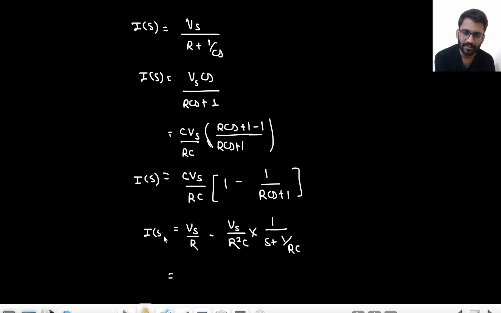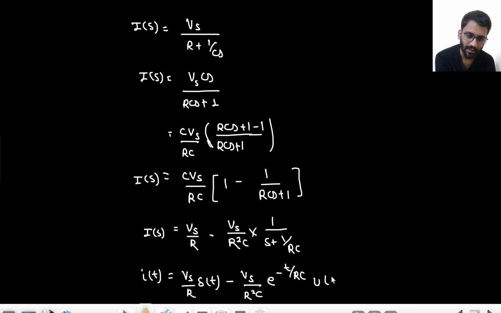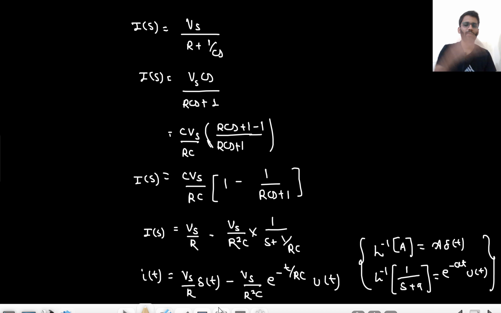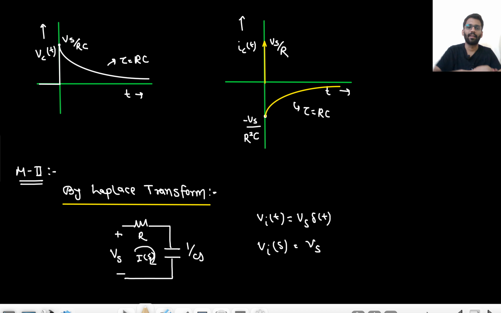So now taking the inverse Laplace. This is Vs by R, so it would be Vs by R delta t. Now for this, Vs by R square C e to the power minus t by RC u of t. What did I do? What is the inverse Laplace of a constant? That is a delta t. What is the inverse Laplace of 1 upon s plus a? That is e to the power minus at u of t. This is what I did here. So Vs by R delta t minus Vs by R square C e to the power minus t by RC u of t. So this was for I of s.